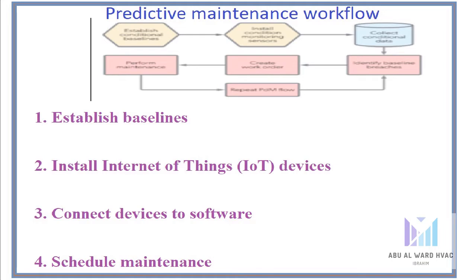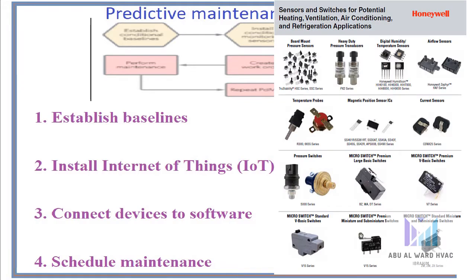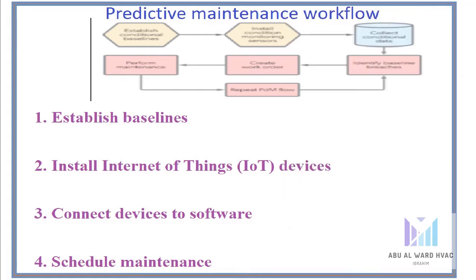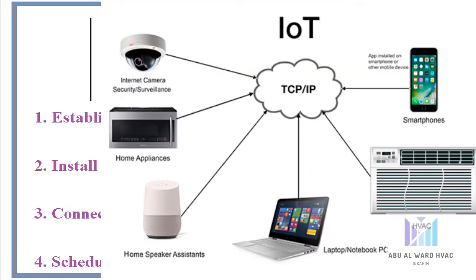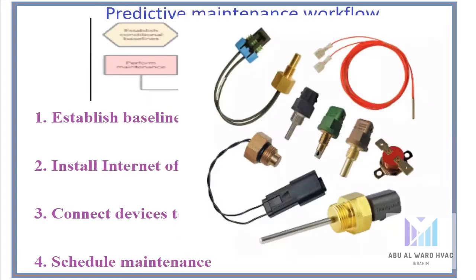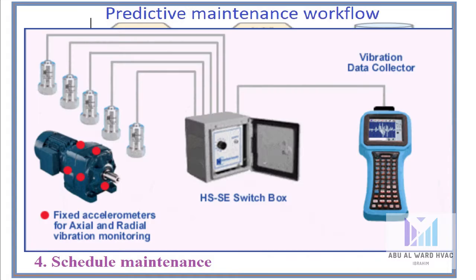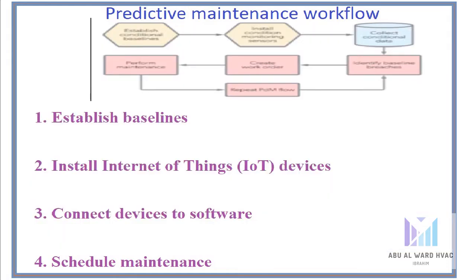Predictive maintenance workflow. This workflow includes: first, establish baselines. The maintenance team establishes acceptable condition limits for assets that will have sensors. Second, install IoT (Internet of Things) devices. The relevant sensor is affixed to the asset. For instance, a vibration meter is affixed to a mechanical asset with gears, and a temperature sensor is attached to a boiler.